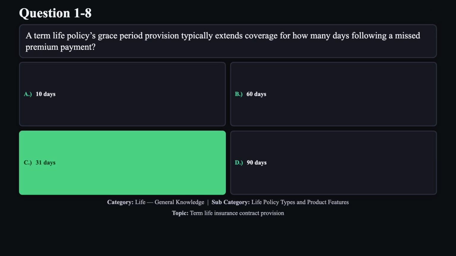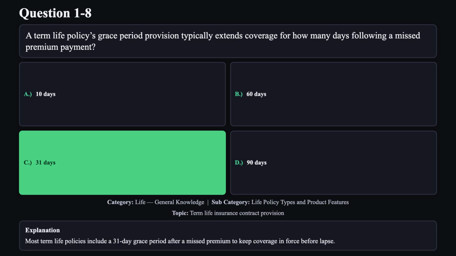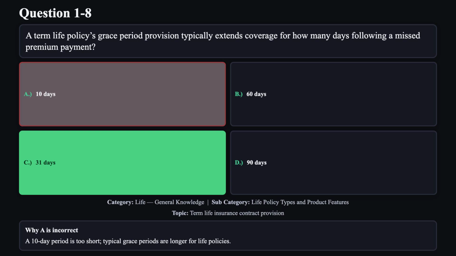The correct answer is C. Most term life policies include a 31-day grace period after a missed premium to keep coverage in force before lapse. Reason A is not correct. A 10-day period is too short. Typical grace periods are longer for life policies.